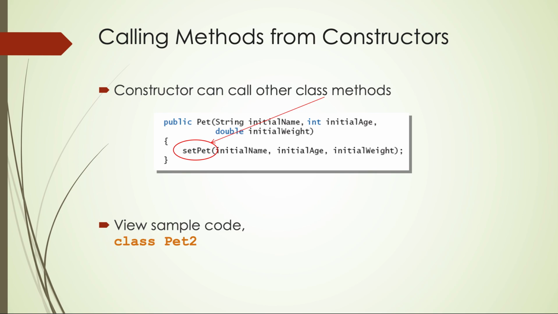One notice about constructors is that we can call methods inside these constructors. If you look at this example, you see Pet constructor with 3 parameters that is calling setPet method with 3 parameters to initialize, to set those values in those instance variables. So let's look at the example of Pet2 class. That is a better version of the Pet class that we've already had, and just removes the redundancies that we have.